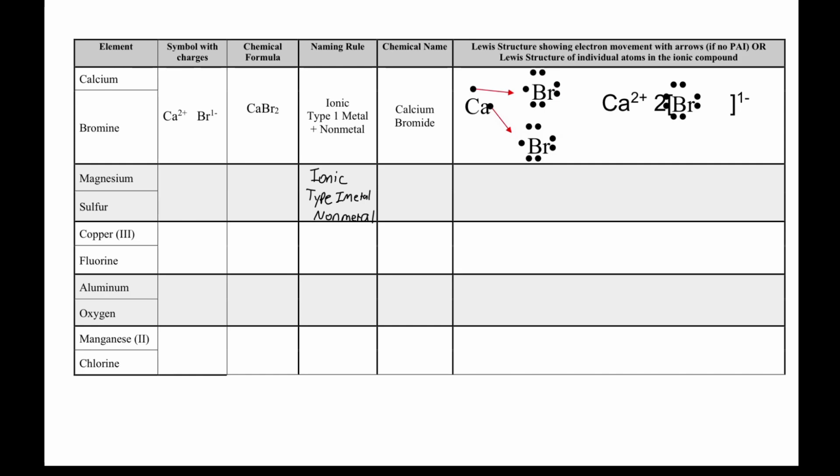Our naming convention for an ionic compound with a type 1 metal, we've already talked about it. It's magnesium sulfide, right? So my chemical name here is just going to be magnesium and then sulfide. And we're done. That's it. Easy. For the chemical formula, I'm going to have to figure out the charges on the magnesium and the sulfur.